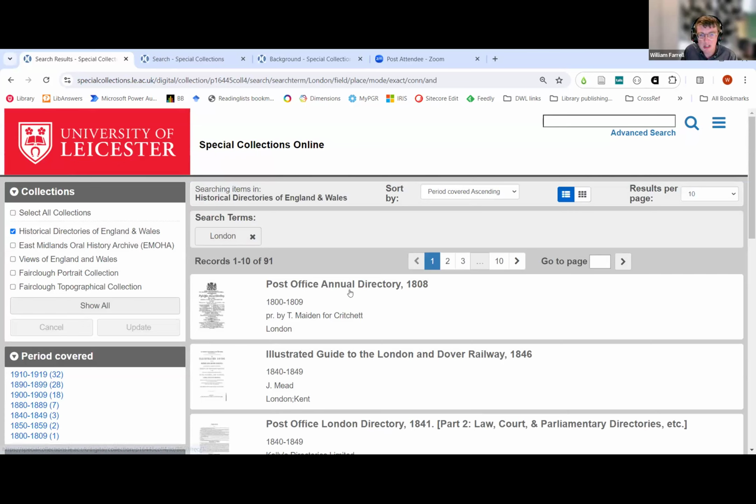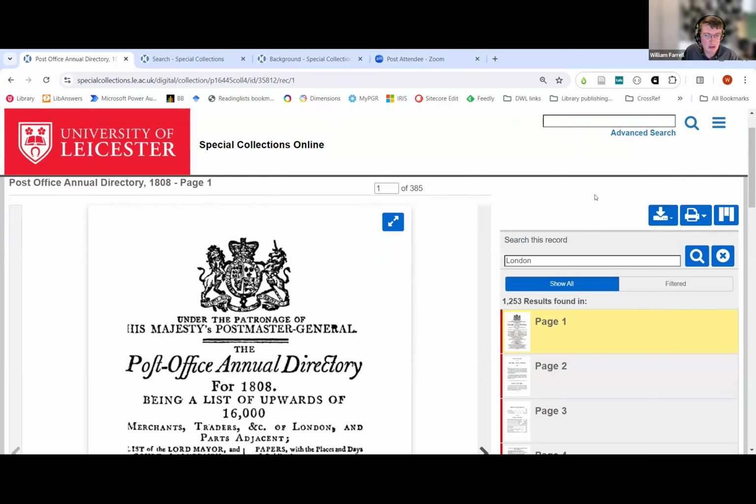And if you go to the right-hand side, to download the whole directory as a PDF is the first icon here. That's the download button. And if you click all, that will download all 385 pages of that directory as a PDF onto your computer. And you can save that, and use it in your own time.